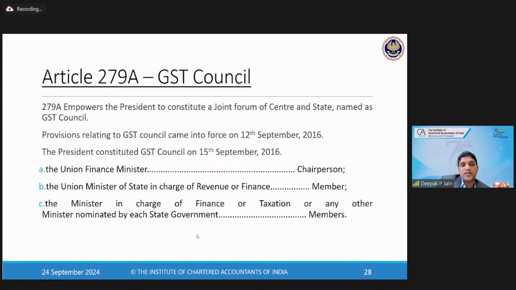And who was the chairperson? The Union Finance Minister will be the chairperson. The Union Minister of State in charge of revenue will be a member. Then the minister in charge of finance or taxation or any other member nominated by each state government will become a member. मतलब central government में finance minister एक रहेगा and all the states से एक minister रहेंगे who they will nominate will become the member of the GST Council.